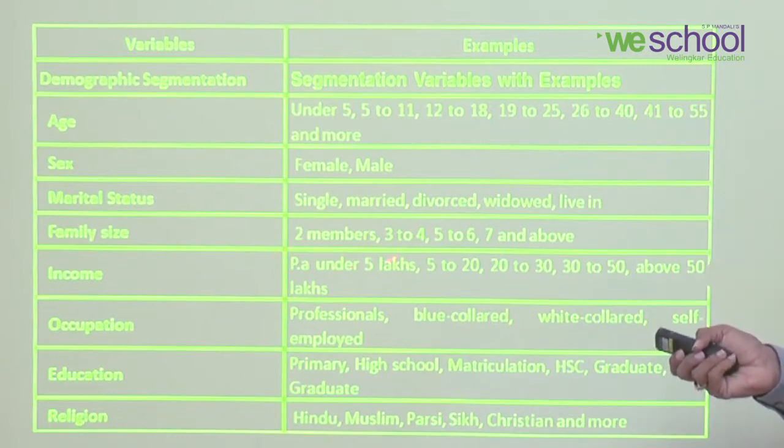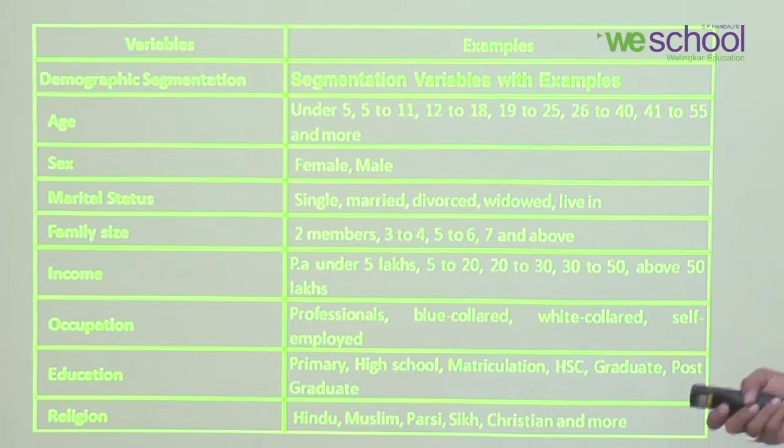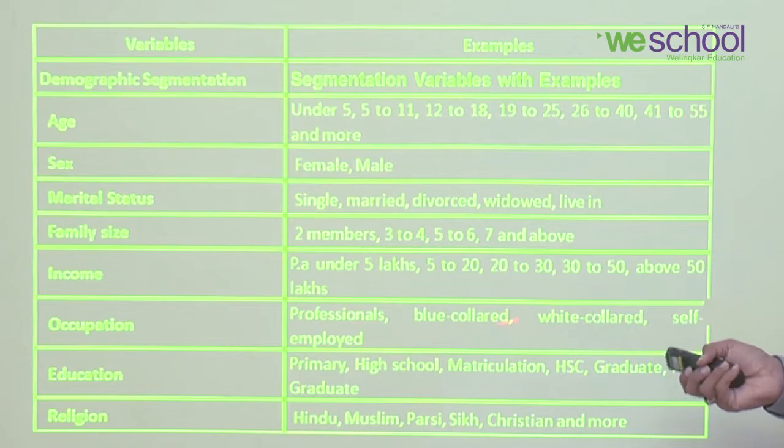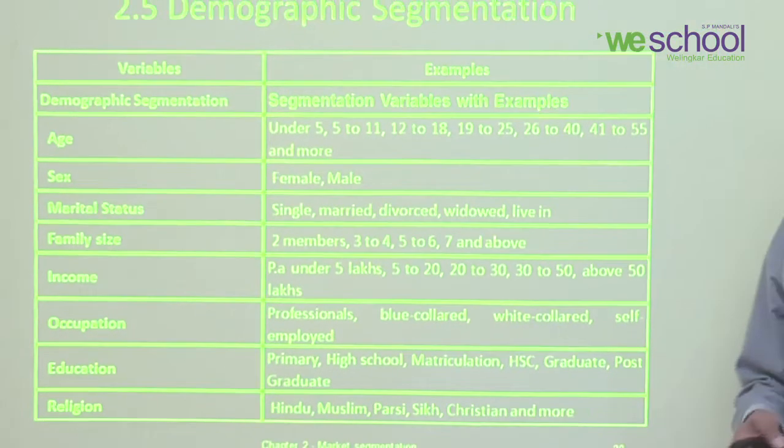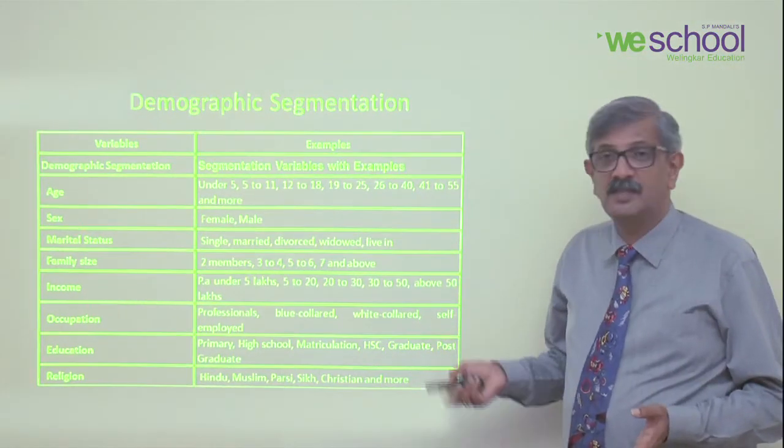Income level is very critical, and you can look at the per annum income of the family or of an individual earning member within the family. Earlier, when there was a joint family, it used to be the per annum total family income. Now it is the per annum income of the earning member that is considered in the house. Occupation wise, you have divisions like professional, blue collar, white collar, self-employed. These are the ways you segment your market. Education level wise you can do, religion wise you can do. This is what you call demographic segmentation. It has a long list, and these are the segmentation options.